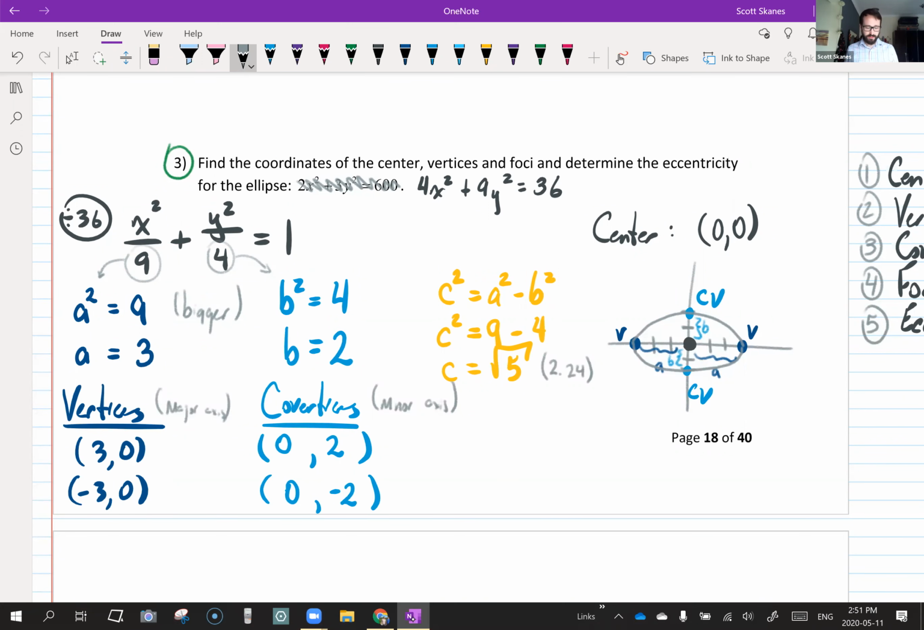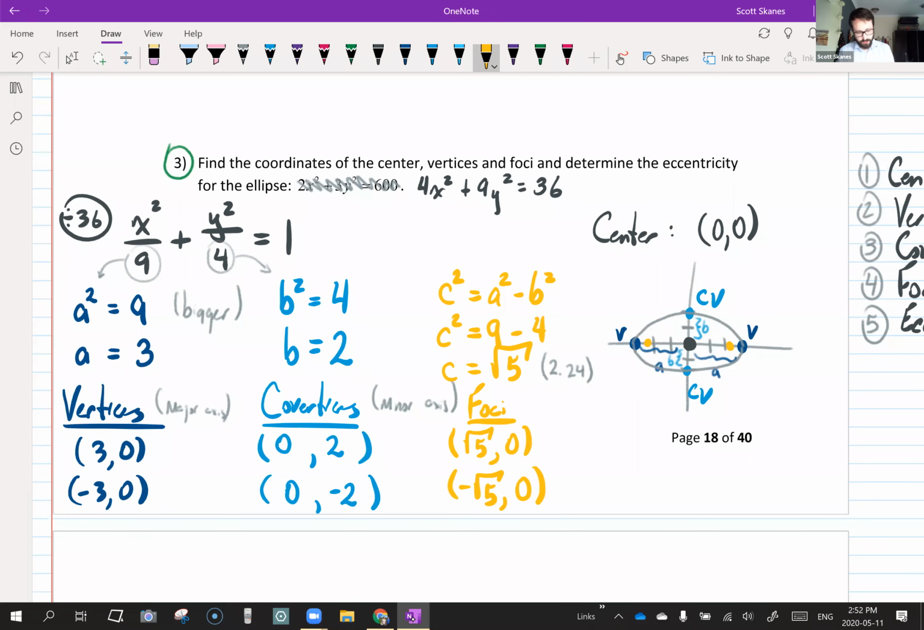That's my C value. That is the distance along the major axis, just like the vertex. Distance along the major axis that I need to move out. So it's going to be, what's 2.24? It's about right here and right here. I like to color code it because otherwise things get lost. So my foci, my 2 focal points, my 2 focus points are 2.24 or root 5, whichever one you want to use, root 5 and 0, negative root 5 and 0.